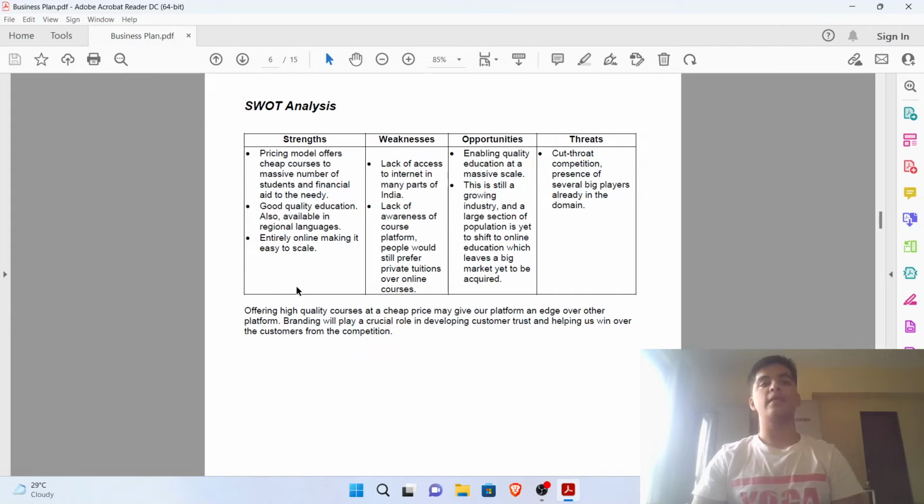And the weakness is lack of internet in some parts of India, which I feel will be covered by the development that is taking place in our country. And there's lack of awareness and lack of branding. I feel that companies like BYJU'S and Upgrad are very predatory, and they are running the business the wrong way, and that is where our business has the opportunity to have the upper hand and grab the business from them.